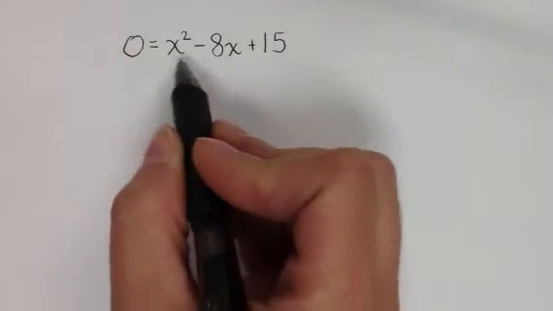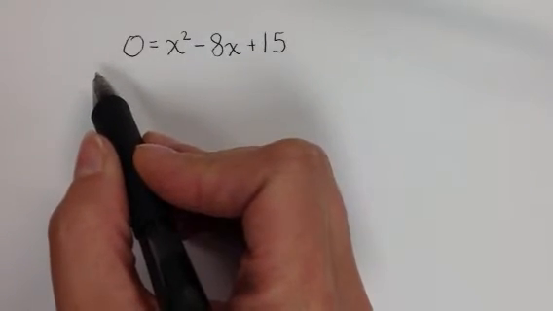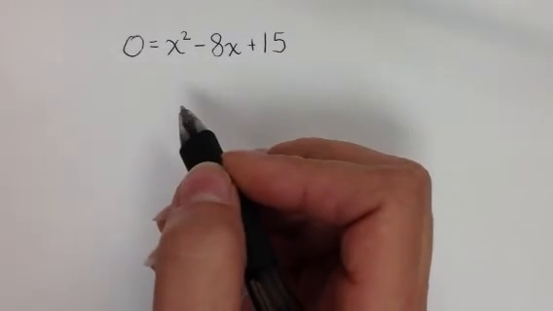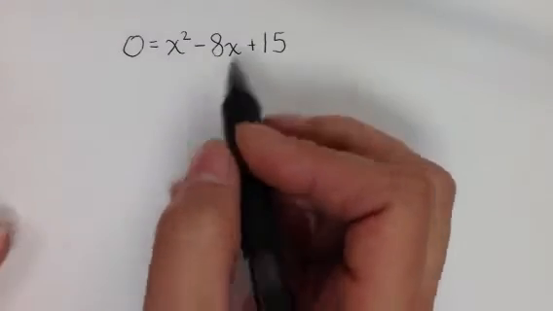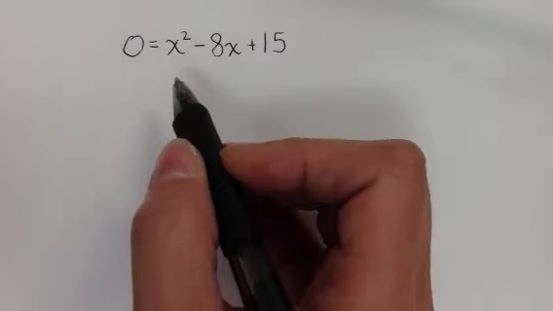So remember, when I'm trying to factor, first of all, it has to be in standard form. It has to be equal to 0. If you have to move things to get it that way, you do that first. When I'm factoring, I have no common factor. There's nothing I can pull out.